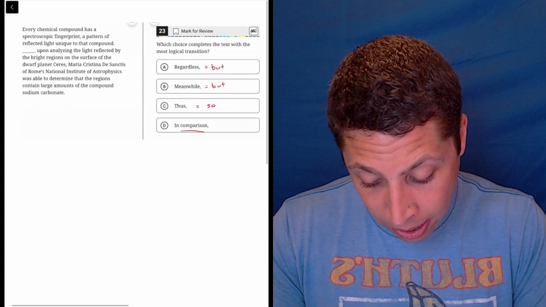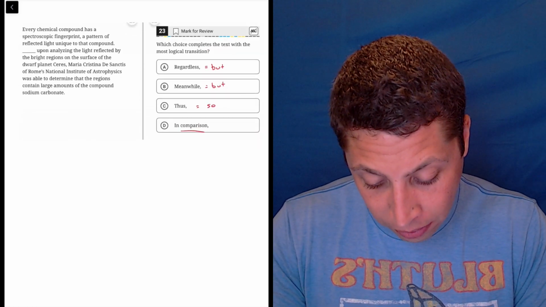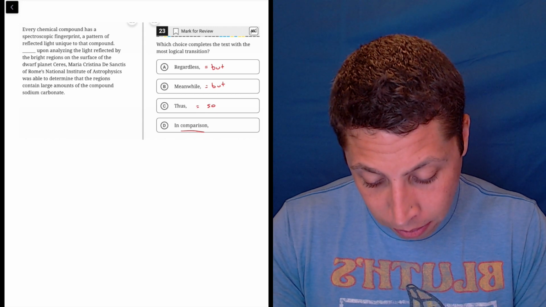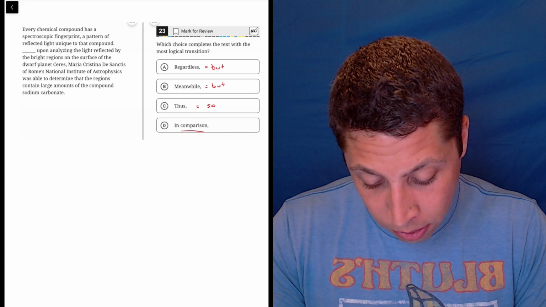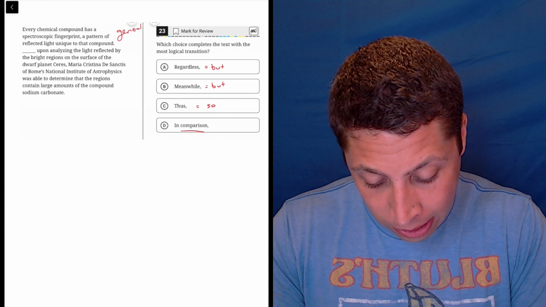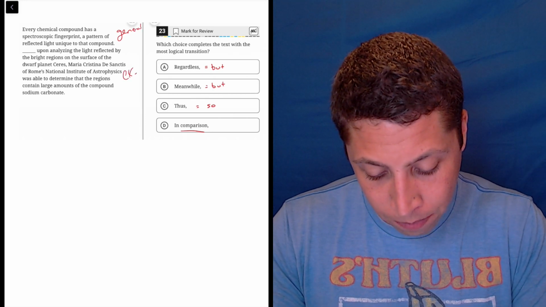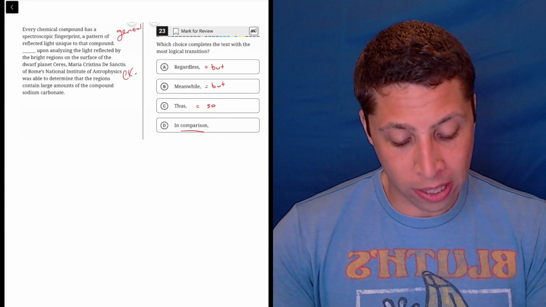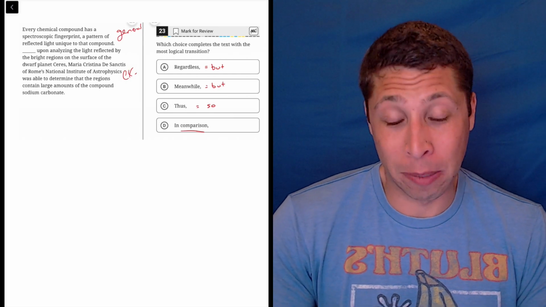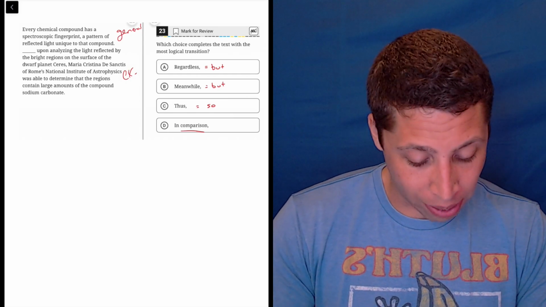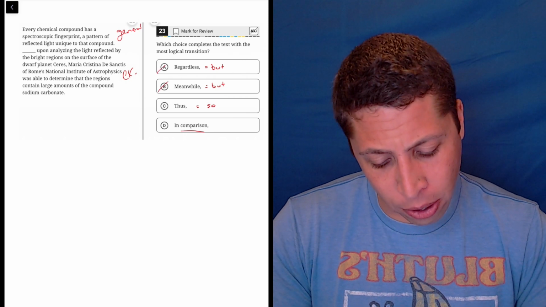Right, so they're saying every chemical compound has a spectroscopic fingerprint, so it has a unique pattern. So this is like a general idea, and then this is like an example. Now, I don't have a word that means that. I would expect a word like for instance or for example. I don't have that. It's not a contrast though.